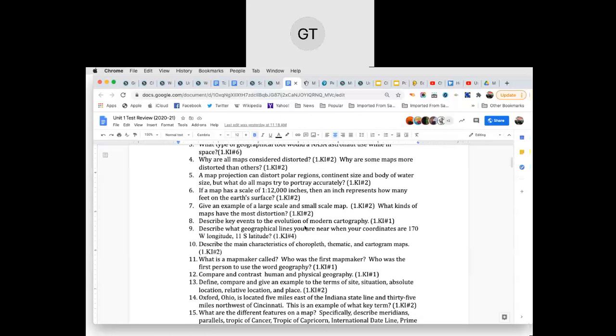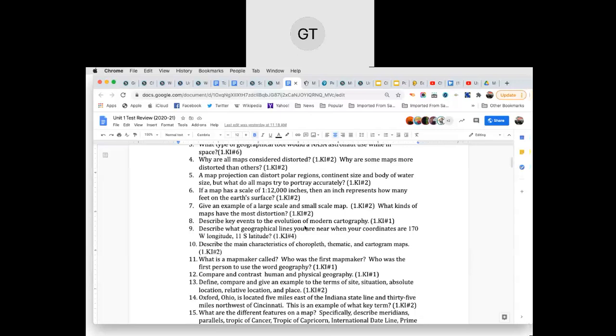Also know that modern cartography in the 19th century and before that was mostly for reference of locations on Earth, but now in modern cartography, it's more communication. So we've seen a huge shift in the late 20th century into the 21st century of the importance of cartography being for communication.